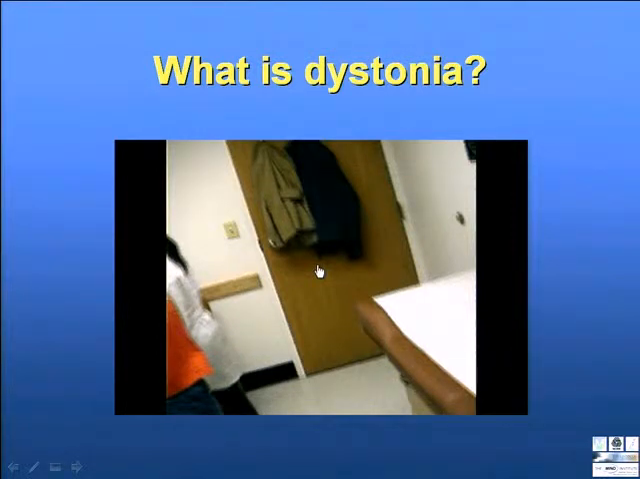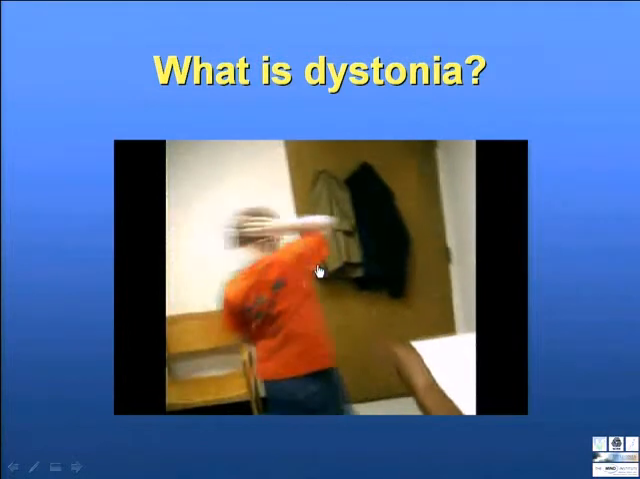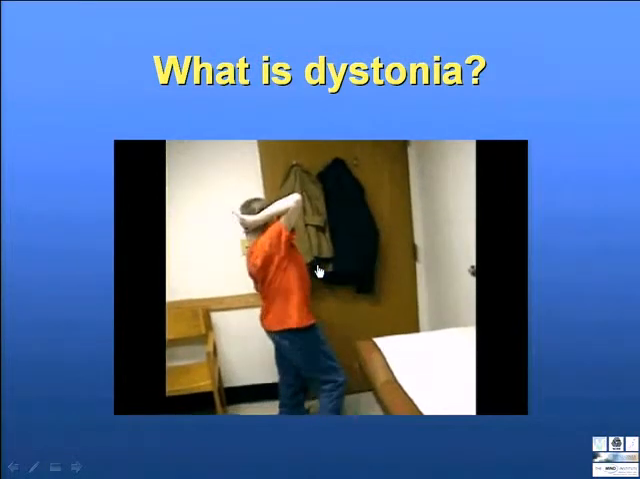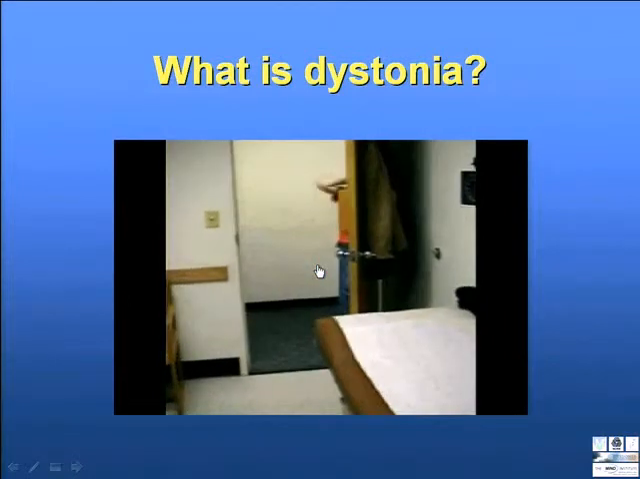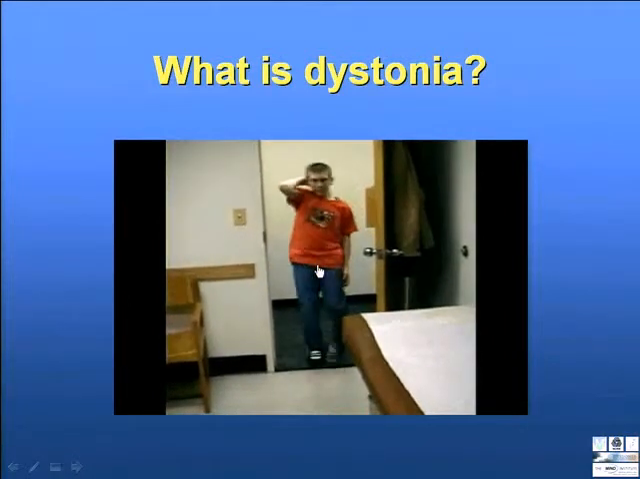So I'm going to show you an example of somebody who has a fairly generalized dystonia here, just so you can see what it looks like. And the arm is not part of the dystonia. He's trying to pull himself up. His trunk is spasming sideways, basically.